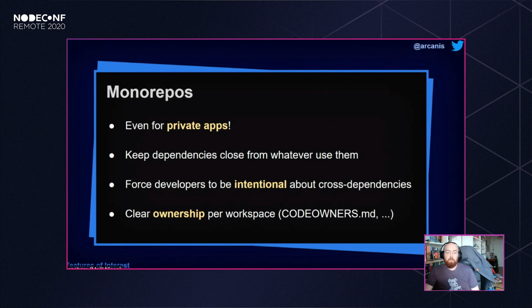Additionally, monorepos and workspaces force developers to be very intentional about introducing cross-dependencies into the application. That's always a good thing, even at the moment of review, because it means that you clearly see whether someone is adding a cross-dependency to a package that is probably semantically wrong, so that you can surface this and discuss it at review time.